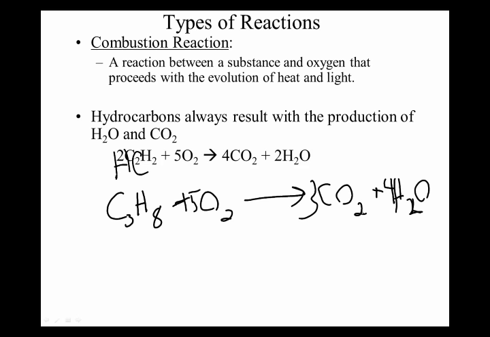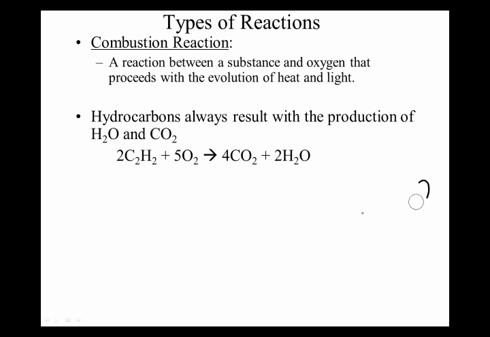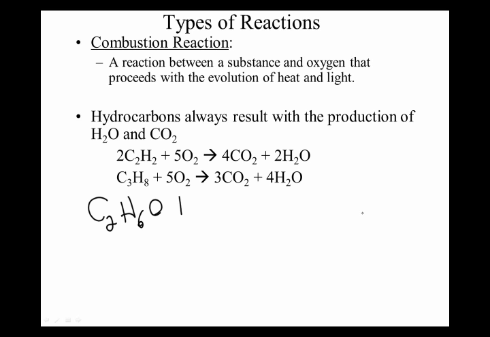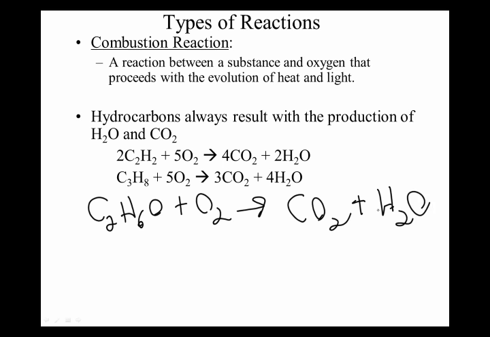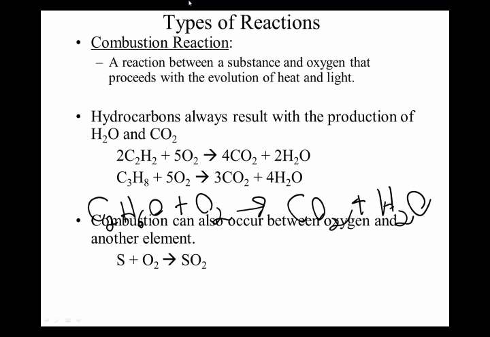Here's another one that I've done. Hydrocarbons always produce CO2 and H2O. You might have oxygen in there. If you had C2H6O plus O2, you still get CO2 and water and would just balance it appropriately. It doesn't matter if there's an extra oxygen in there. You can also get combustion between oxygen and other elements like sulfur and magnesium. It's just a combination of that element with oxygen. I'm not going to make you predict these, but hydrocarbon combustions, definitely. I might make you write those out.